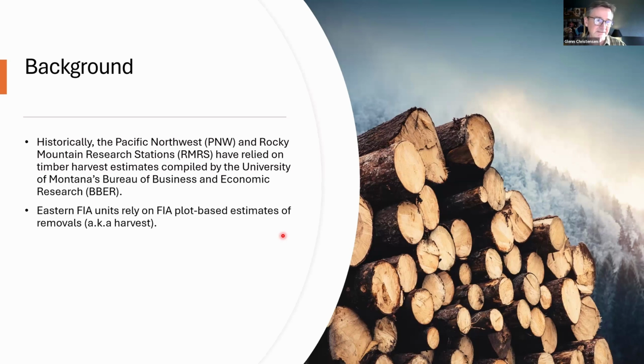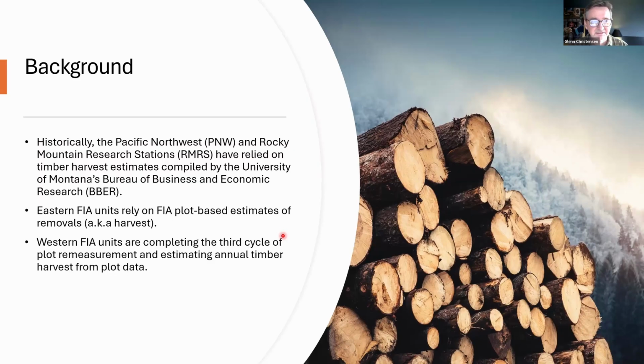And as Rapeepan mentioned, the Eastern units have been able to use estimates of removals from the inventory and using the TPO surveys as well. The Western units are now working on our third cycle of plot remeasurements. So now we have enough information to really start to look at this. Because we have historically had removal estimates, better known as harvest, collected by University of Montana, or BBER, we can now compare those estimates to what we're getting from the plot-based measurements from the inventory.